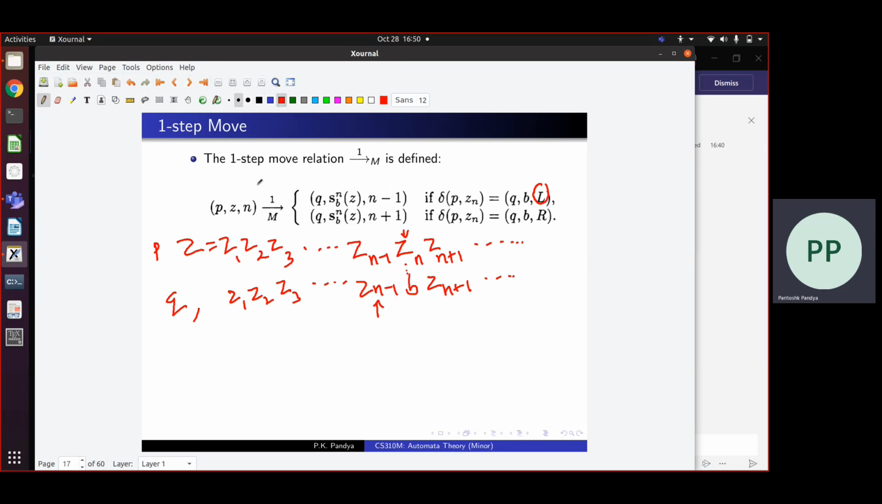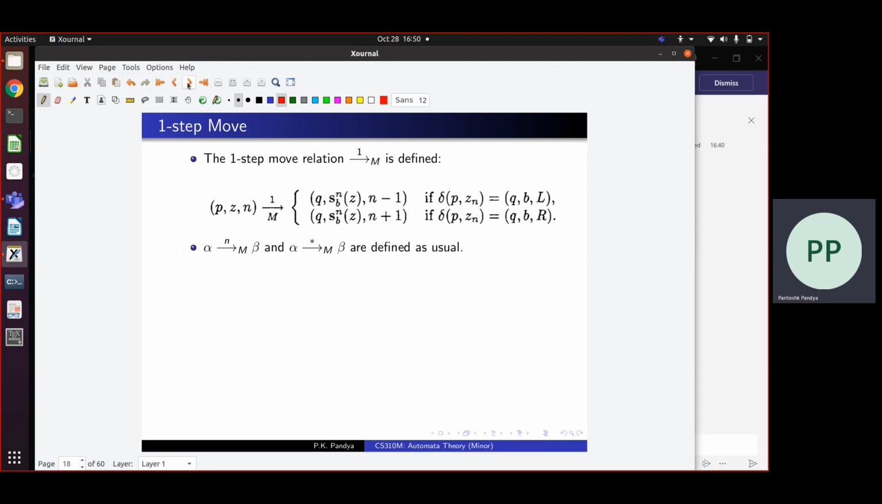So is the notion of how the configuration of the Turing machine changes clear? This symbol here says in the current tape Z, change the nth cell, rewrite the nth cell by symbol B. That is what it means. So we are changing this Zn to B by saying substitute B at position N in tape Z. That is what this means. Okay, so I hope these transitions are clear to you.